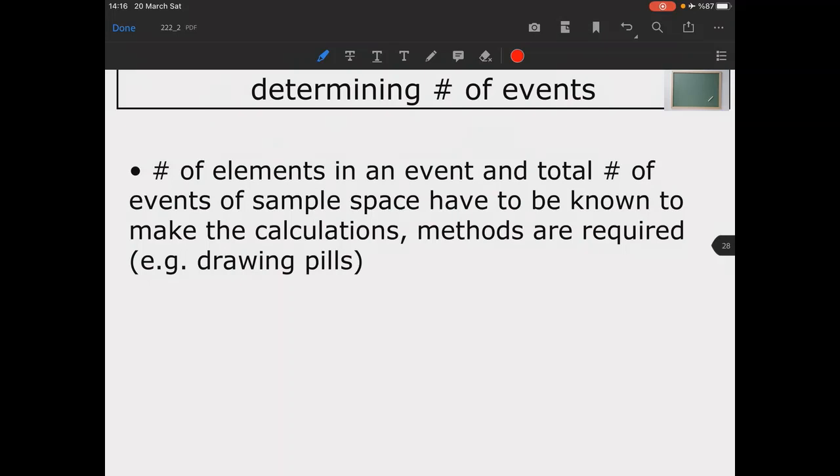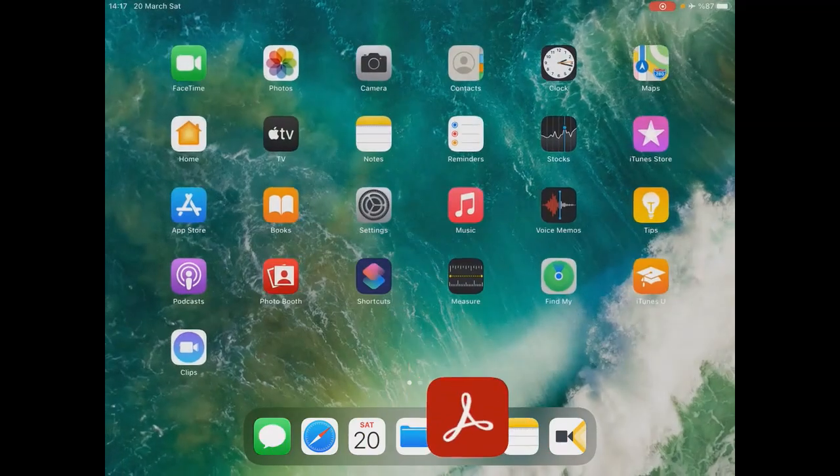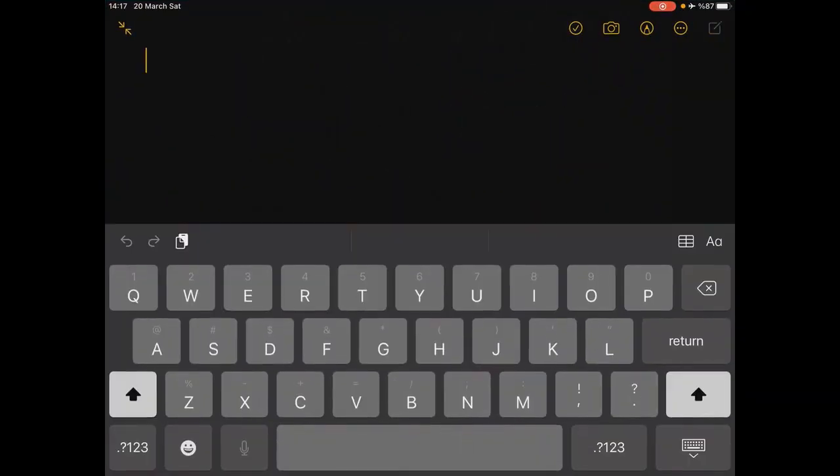Now, we know that we need to be careful about defining the sample space. We need to be careful about determining the number of events as well. The number of elements in an event and the total number of events of the sample space have to be known to make the necessary calculations. And there are several methods for making those calculations possible. Let me try to explain this to you with the example from the textbook.